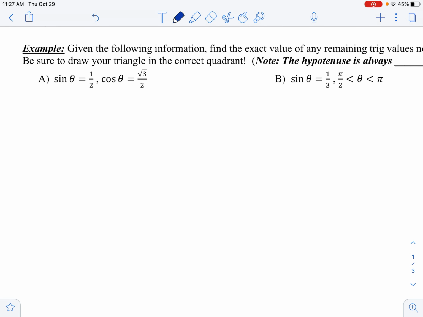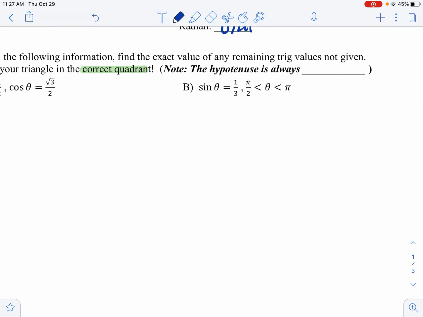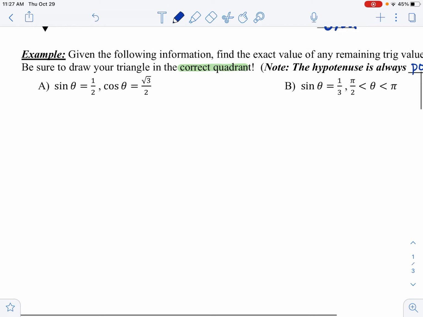Okay, so in order to figure this out, we're going to have to draw triangles. I'm going to start by saying, what quadrant is my triangle in? And notice it says you have to have the correct quadrant. Also, when you draw the hypotenuse of your triangle, it's always going to be positive.